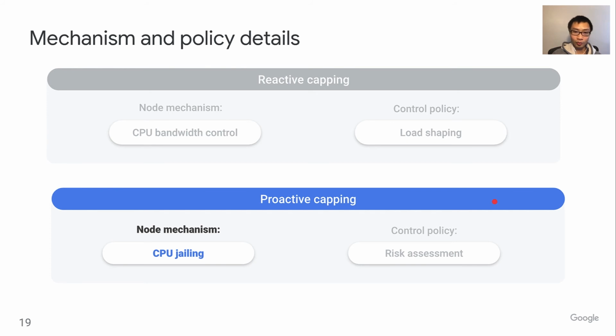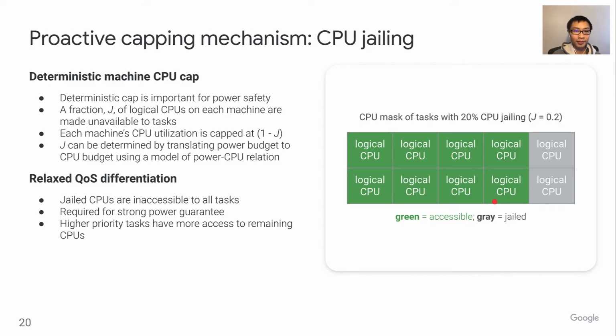Then let's turn to proactive capping. Proactive capping uses a known mechanism called CPU jailing. CPU jailing sets a deterministic machine CPU cap, which is important for power safety when we don't have power signals. In particular, we set a jailing fraction parameter, or J, and this fraction of logical CPUs on each machine are made unavailable to all the tasks. As a result, each machine's CPU utilization is capped at 1 minus J.